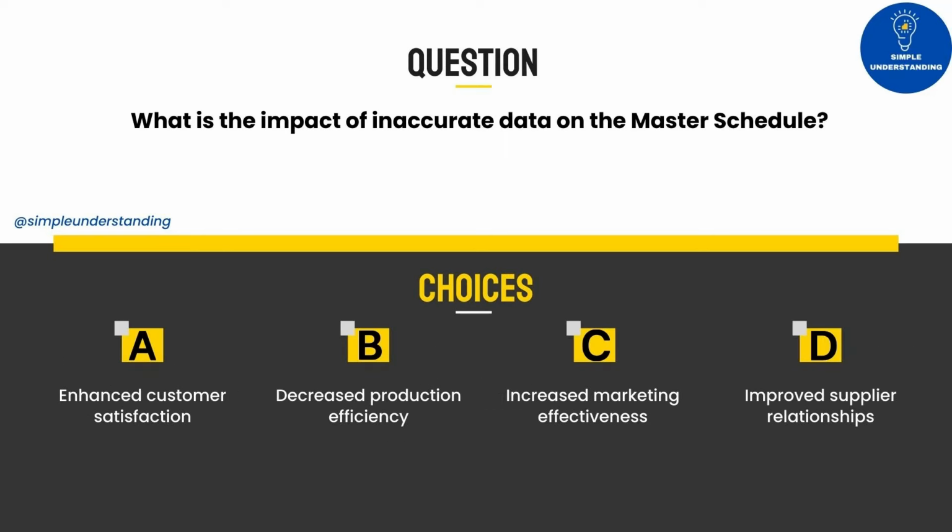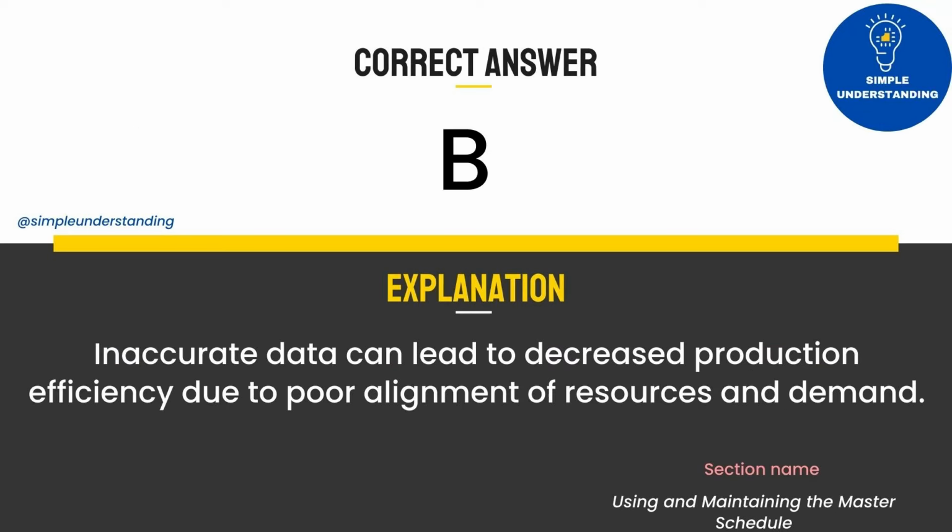3. What is the impact of inaccurate data on the master schedule? A. Enhanced customer satisfaction. B. Decreased production efficiency. C. Increased marketing effectiveness. D. Improved supplier relationships. Correct answer: B. Overall explanation. Inaccurate data can lead to decreased production efficiency due to poor alignment of resources and demand.